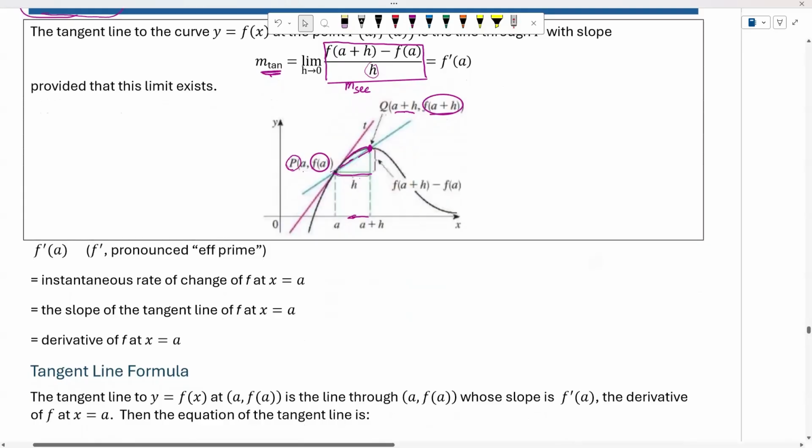So now, for this notation f prime of a, we have a different way to talk about this. Most of the time in physics, we will say that this is the instantaneous rate of change of f at x equal to a. Then, of course, in math, we will say that this is the slope of the tangent line of f at x equal to a, or now new vocabulary, which is the derivative of f at x equal to a. Again, these notations.